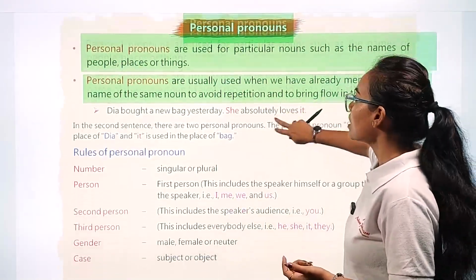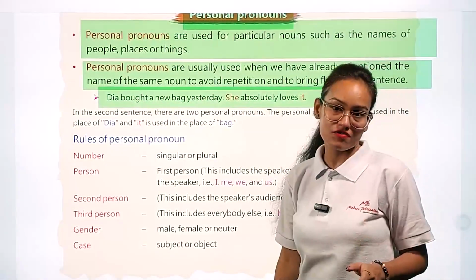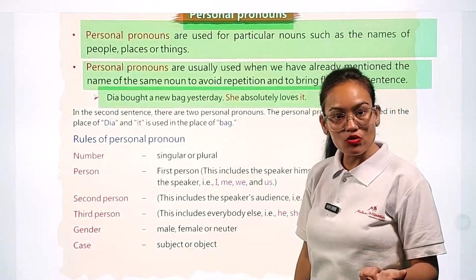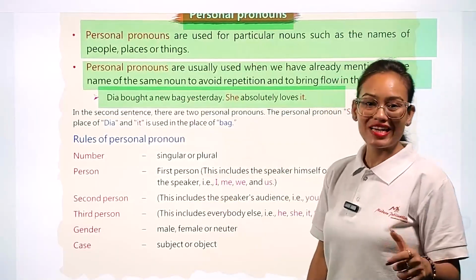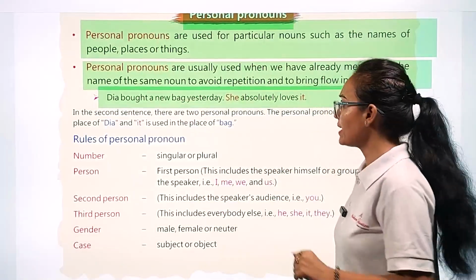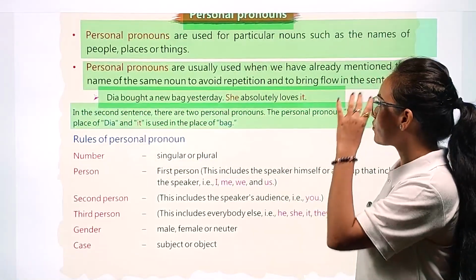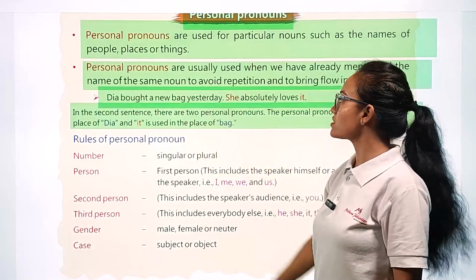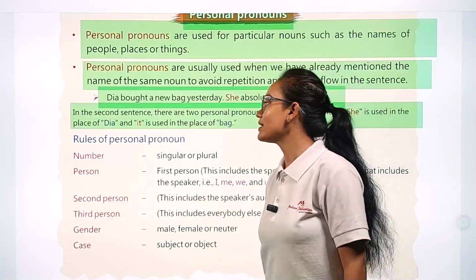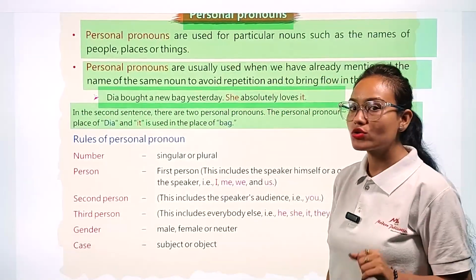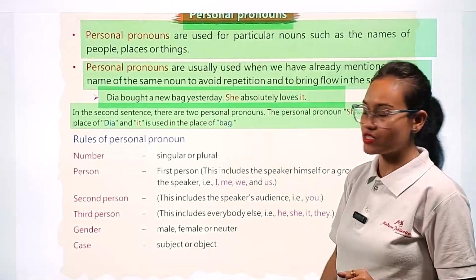Example, you can see, Dia bought a new bag yesterday. She absolutely loves it. So here Dia is a noun and we are not going to repeat Dia. So instead of Dia we use the pronoun she. In the second sentence, my dear students, there are two personal pronouns. The personal pronoun she is used in the place of Dia, and it is used in the place of the bag. So those two personal pronouns are she and it.